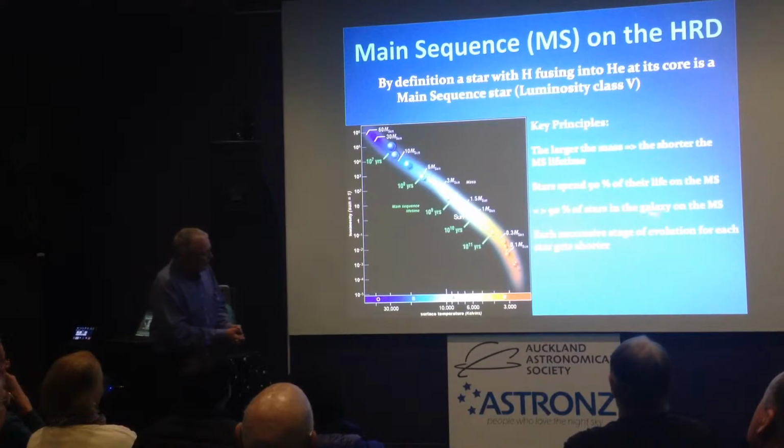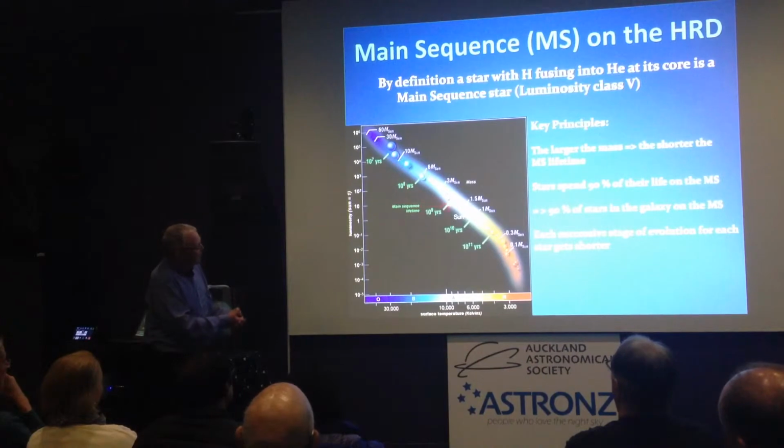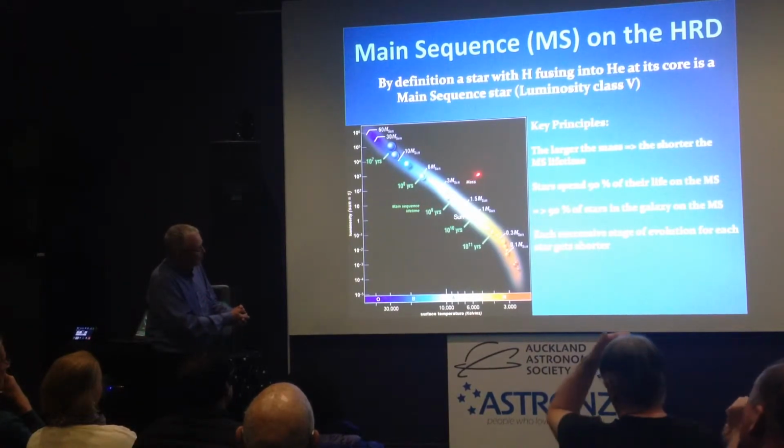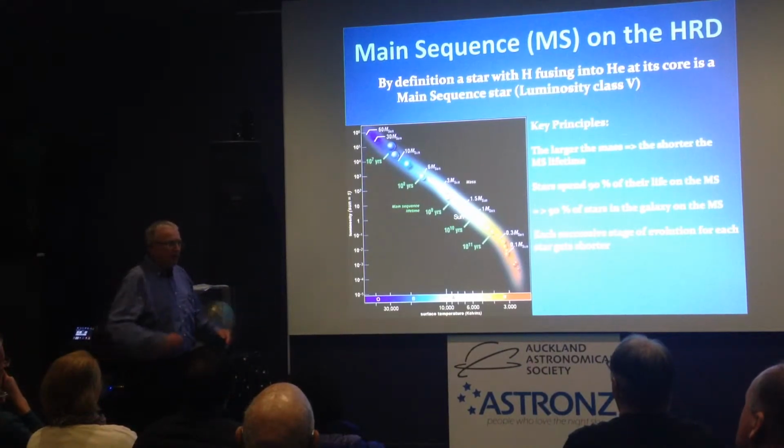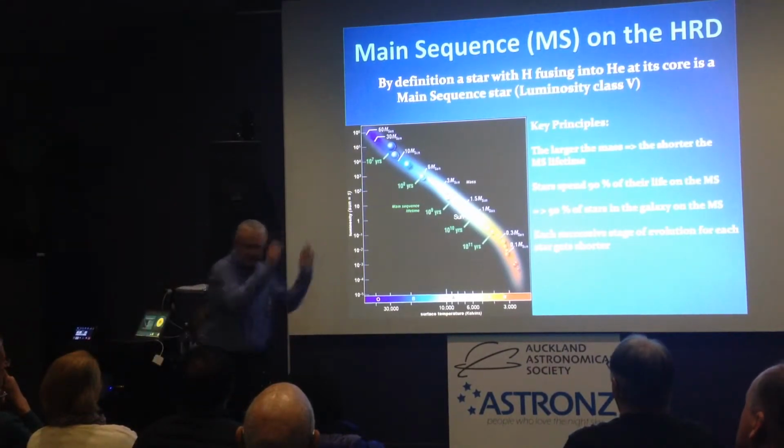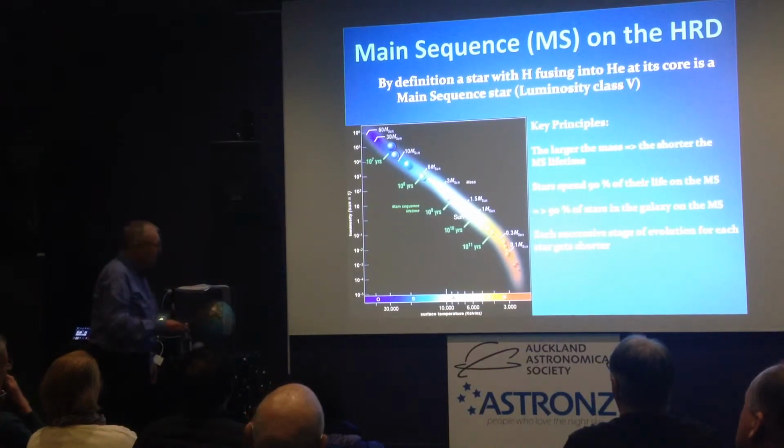Another little principle that you're about to learn is that each successive stage of evolution for each star gets shorter. In other words, the main sequence is 90%. As you'll see, we're going to go to the red giant phase, the horizontal branch, the asymptotic giant branch stage. Each of those stages is proportionally shorter and shorter and shorter. So a star spends most of its time stable, and then quickly it just snowballs and snuffs itself out. But in an interesting way.